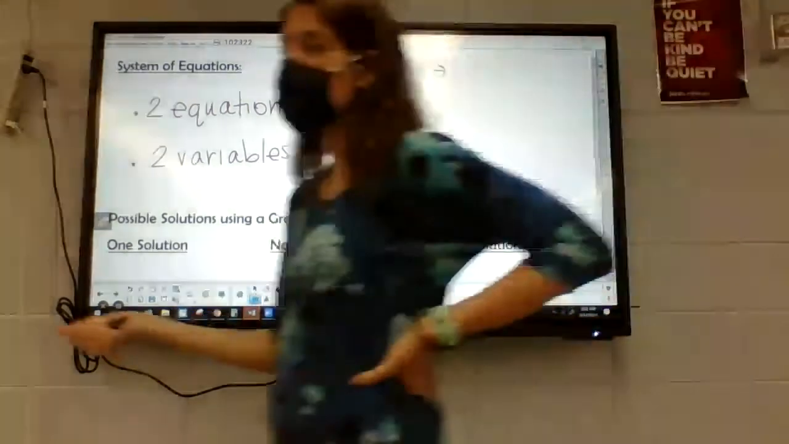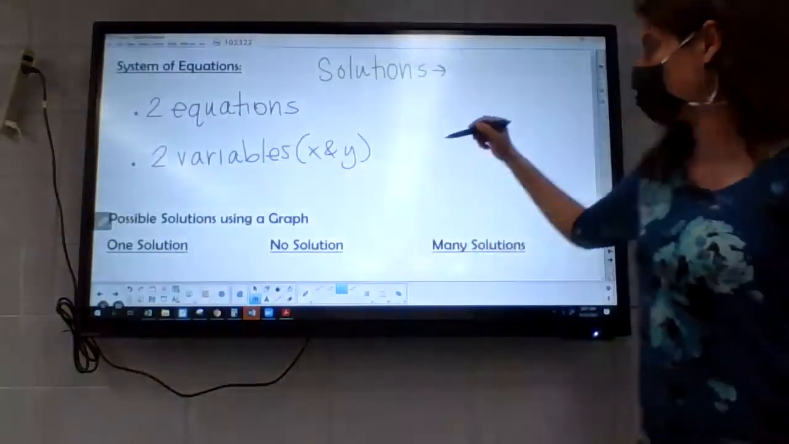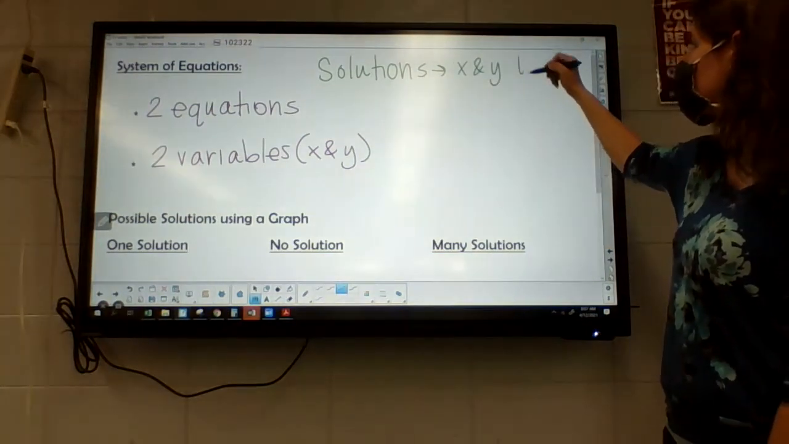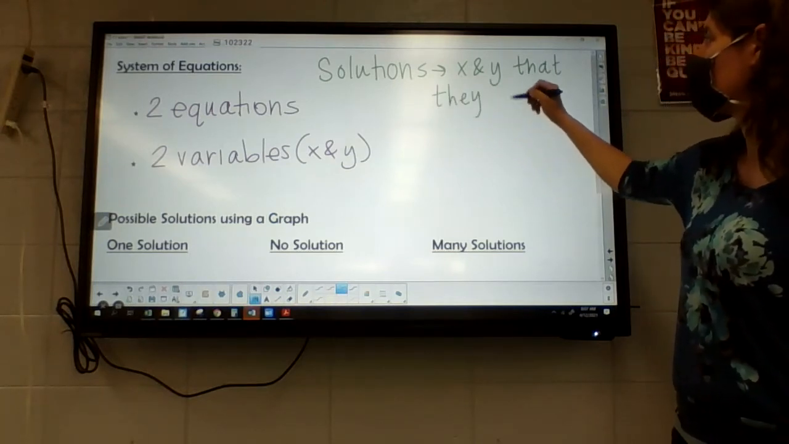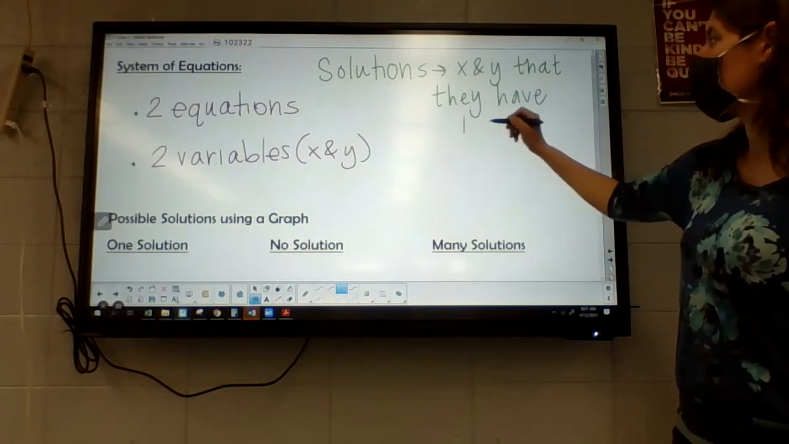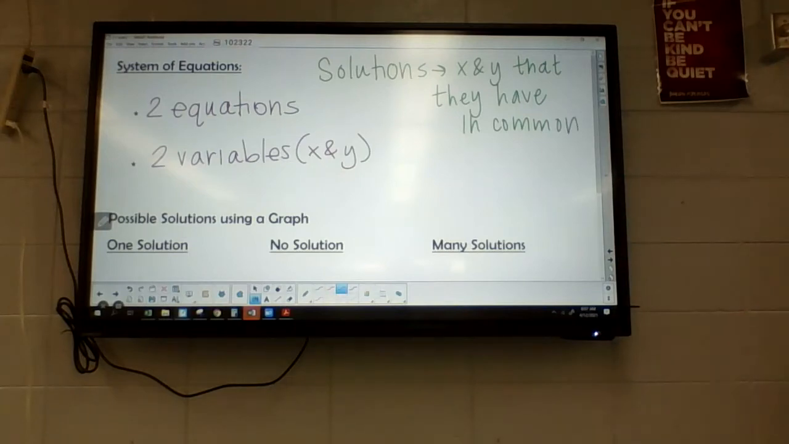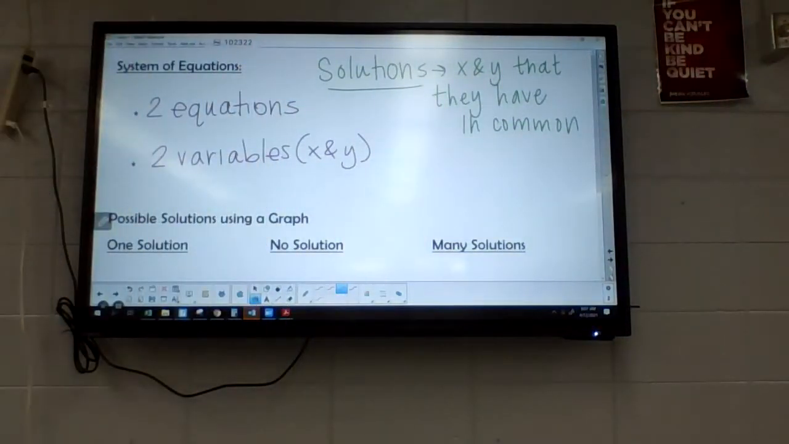So when we go to look for those solutions for this system of equations, it's what the 2 equations have in common. It's where they're exactly the same. So it's like basically their middle ground. So it's the x and y they have in common. We're going to find solutions today, and that's going to be the x and y that they have in common.